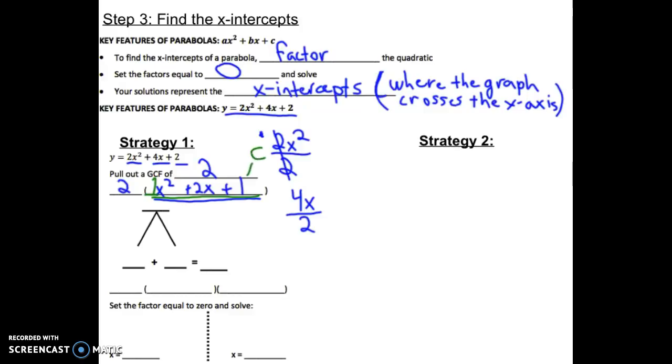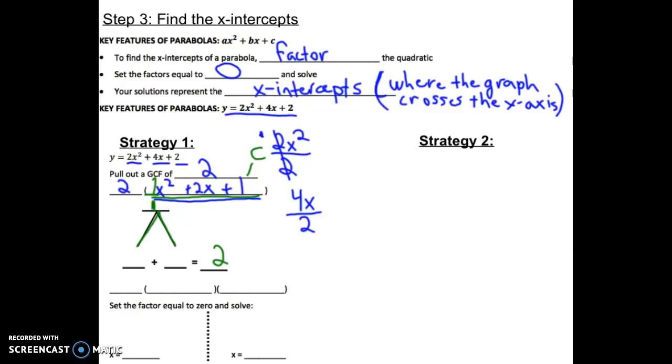So whatever the C term is, I'm going to put up here. And then I'm going to draw, they already drew it for you, but I'm going to draw little arrows like this. And then I need numbers that multiply to 1, so multiply to the outside, that add up to the middle, which the middle is 2. So it needs to equal 2. So they multiply to 1.